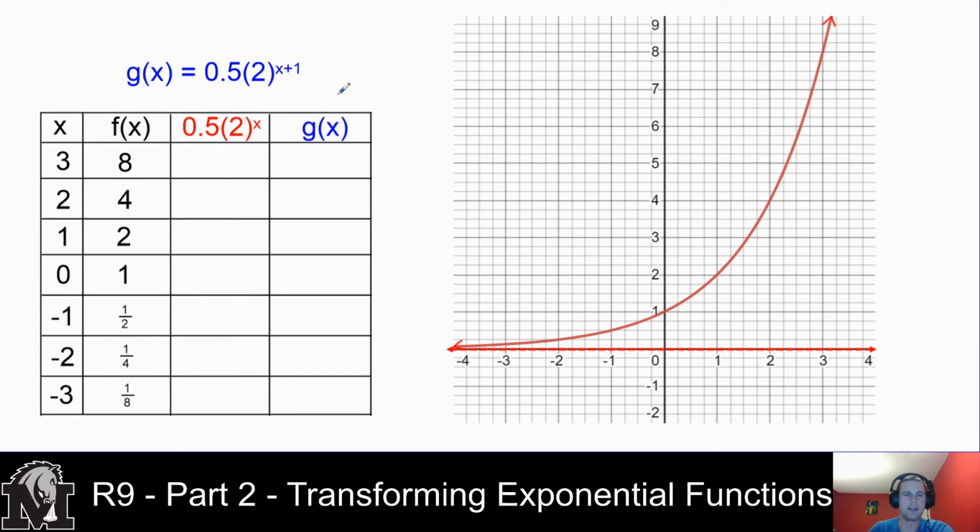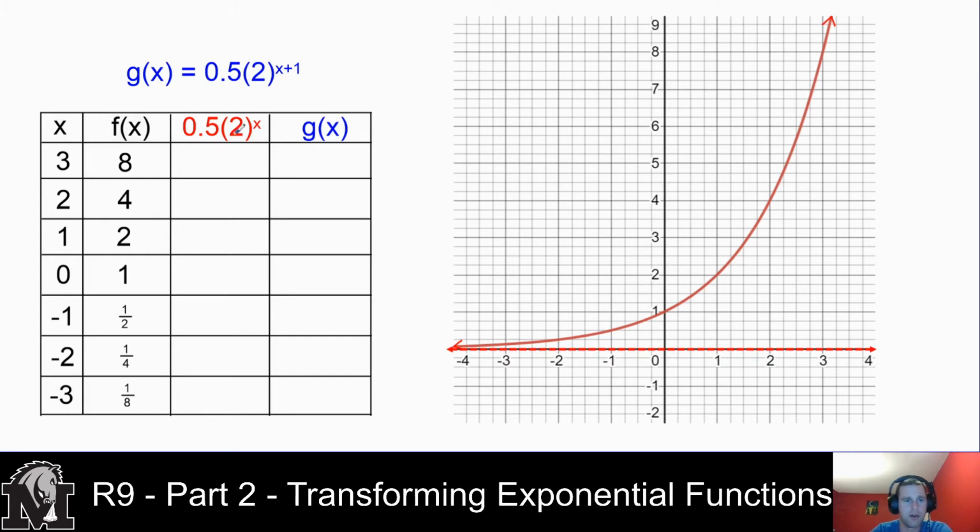Now we're starting to get into the examples where we have multiple transformations, and now the order that we do things in could make a difference. So we have this 0.5, which is a vertical compression by a factor of 2, and then we're shifting 1 unit to the left. So I'll switch it up to do the points in red first.